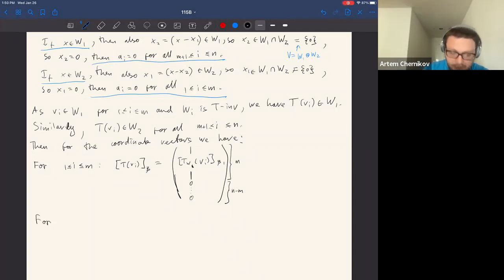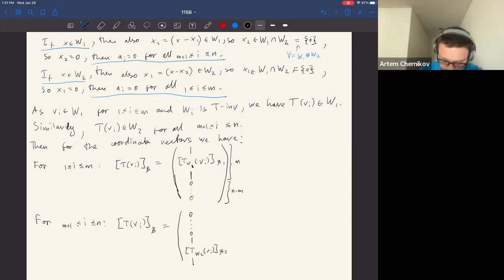And for i between m plus 1 and n, what do we have? We again look at the vector representing T Vi with respect to beta. In this case, we get the opposite picture. We first have a bunch of zeros, and then we have T restricted to W2 of Vi with respect to beta 2, the column corresponding to that. So here zeros correspond to the first m entries, and the remaining n minus m entries are given by the coordinate vector for T restricted to W2 of Vi with respect to beta 2.